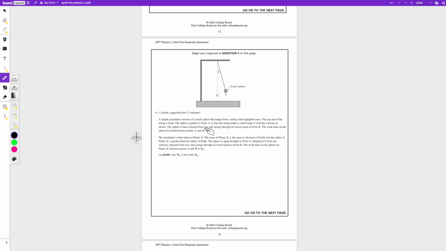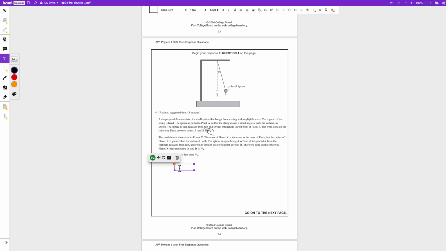So what is work? Well, I believe all of you have heard of it. In its simplest form, work is equal to force times displacement. So let's think about it here. We know our displacement's the same because theta is the same, so our force is changing. So why is the force on planet X less than that of Earth? They have the same mass, but they have different radii.